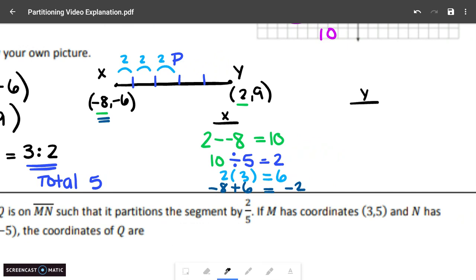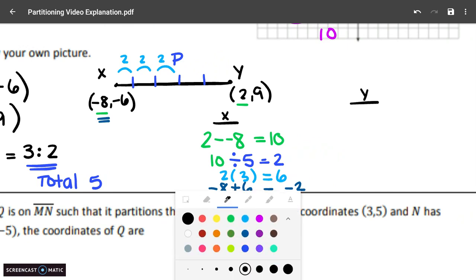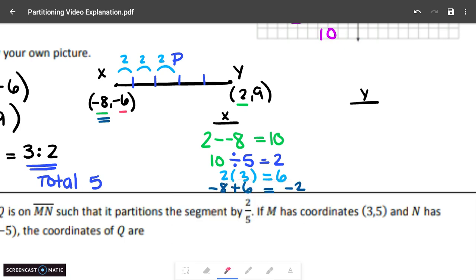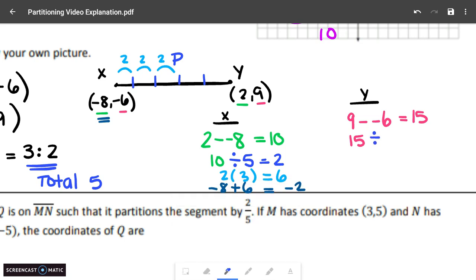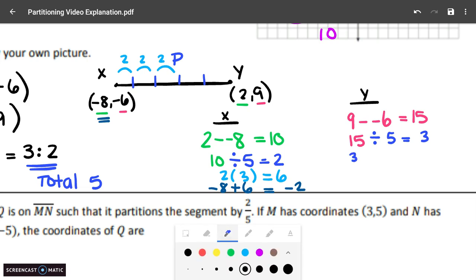Now I have to do it for the Y coordinate as well. So I'm going to do a very similar situation here. I'm going to take the Y's and subtract them. So I'm going to have 9 subtract -6 to get 15. That 15 total units is still being broken up by 5, because there's 5 total equal places, which gets us 3 each time.